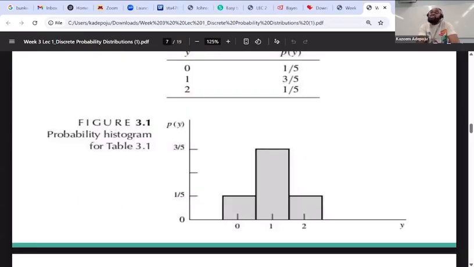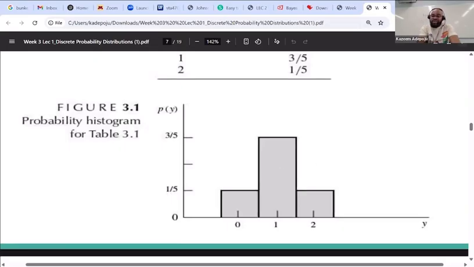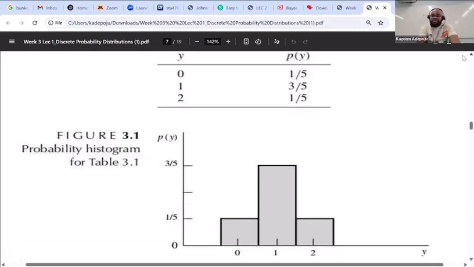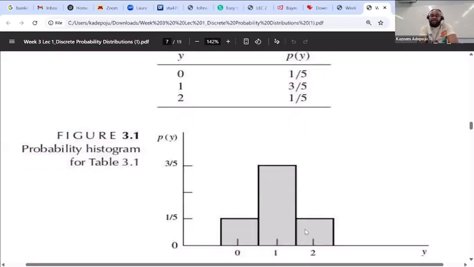This is what we call a histogram. This is how a histogram in statistics is generated. The histogram is actually generated by plotting the probability associated with a random variable against the values of the random variable. That's exactly what you're seeing here. Take a look at that.